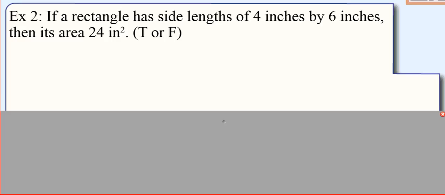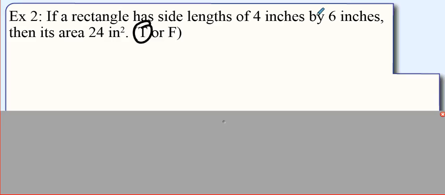So here's a statement. If a rectangle has side lengths of 4 inches by 6 inches, then its area is 24 inches squared. That is true, because area is length times width. So 4 times 6 is 24. That's true.